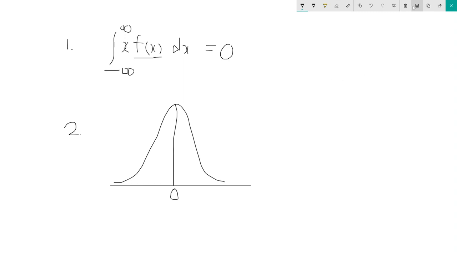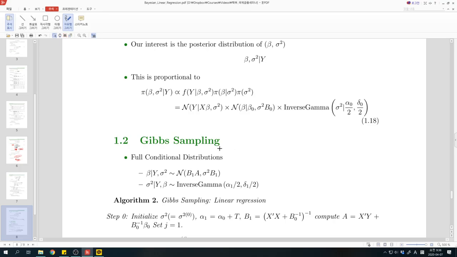So here is the intuition. Gibbs sampling enables us to draw or generate samples from this posterior distribution. Next time I'm going to explain the details about Gibbs sampling. Anyway, Gibbs sampling is the key method throughout this semester.